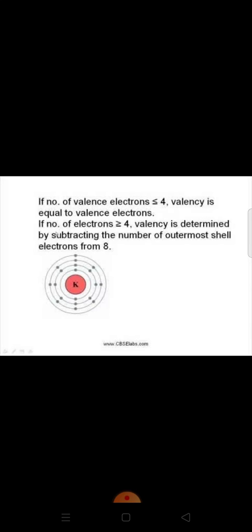For this, students, we should know two most important rules. The first is that if the number of valence electrons is 4 or less than 4, then valency is equal to the valence electrons. And the second rule is if the number of electrons is more than 4, then valency is determined by subtracting the number of outermost shell electrons from 8.